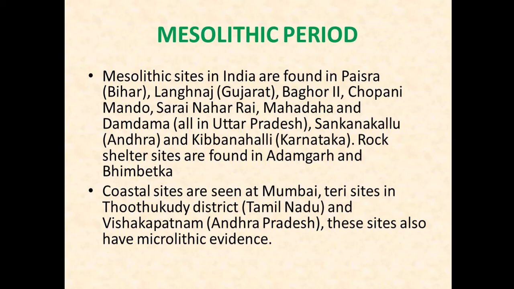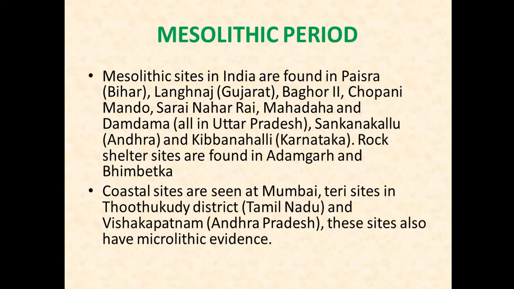It is the Mesolithic period. A few Mesolithic sites in India are found in Paisra in Bihar, and Lanhaj, Bahar 2, Chopani, Sarai Naharai, Mahadaha, Damdama in Uttar Pradesh. Then Karnataka. Rock shelters are found in Adamgag and Bhimbetka. These two places are more important when you compare with the other sites.